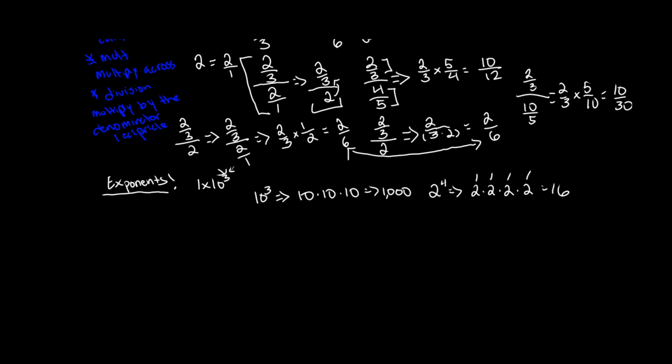Now let's talk about the exponent rules. First things first, we're going to talk about the power rule. Okay? This is written as a to the m, all of that to the n, is equal to a to the m times n.